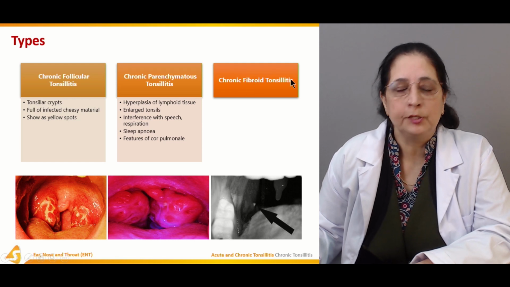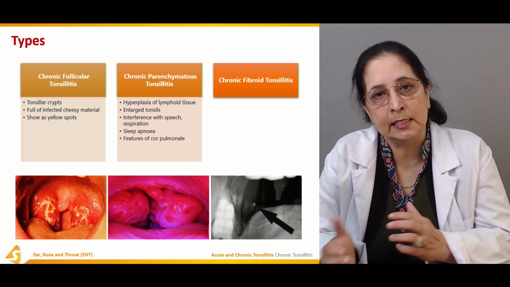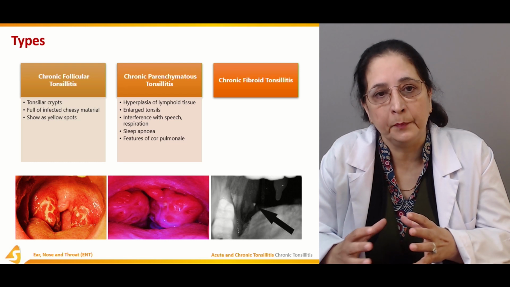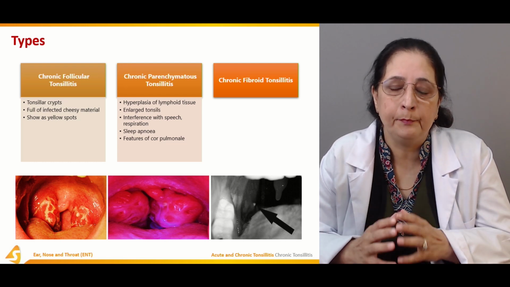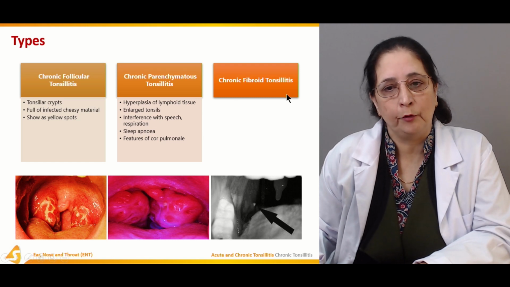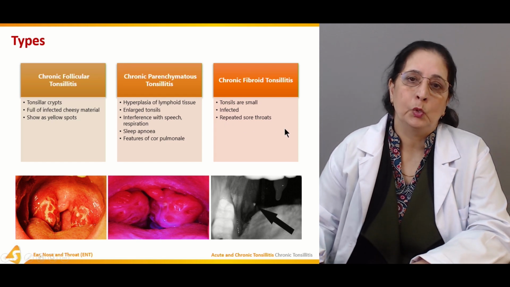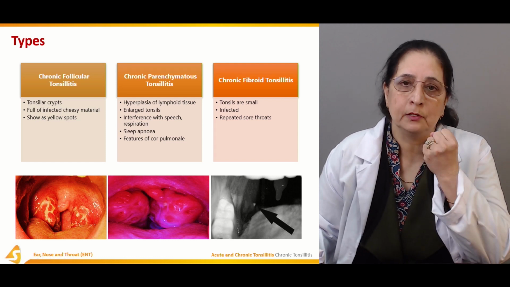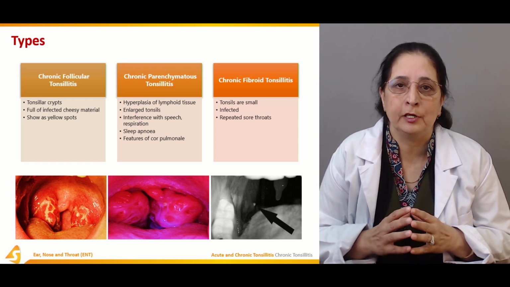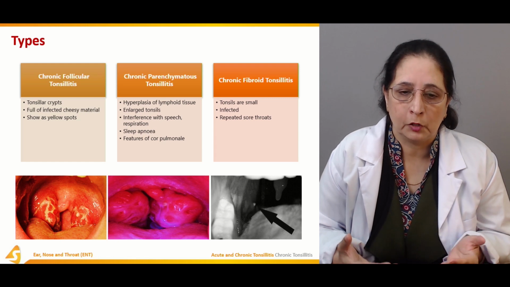Then chronic fibroid tonsillitis. This is different; we don't have acute fibroid tonsillitis. Fibrosis develops once the infection or condition is present for a long period of time. So that's why fibroid tonsillitis is present only in the chronic condition. In chronic fibroid tonsillitis, tonsils are small, infected, and there is sore throat present. There is fibrosis of the tonsils as a result of chronic infection, and these fibroid tonsils are smaller in size, not as big as other types of tonsillitis.